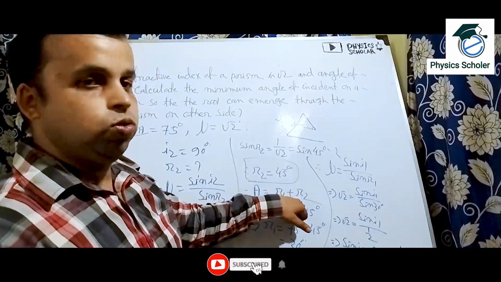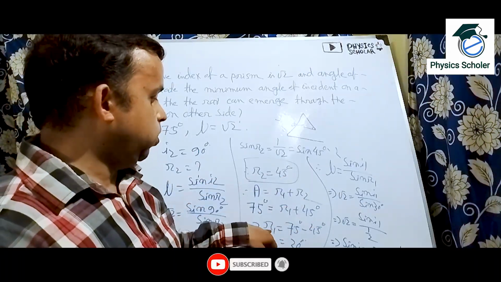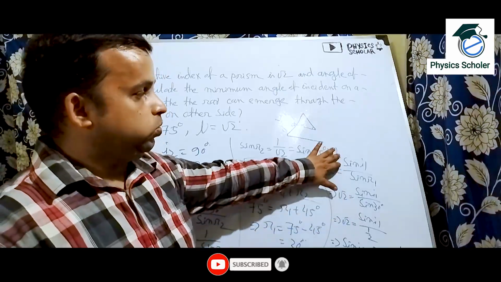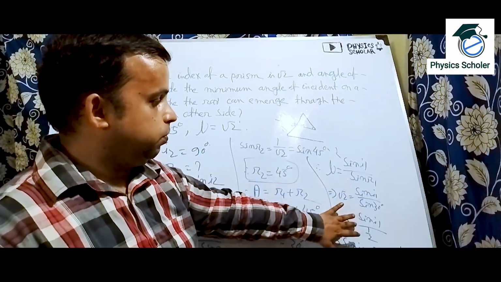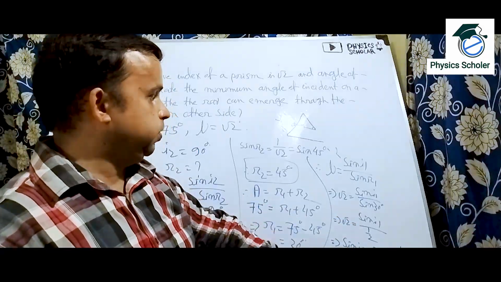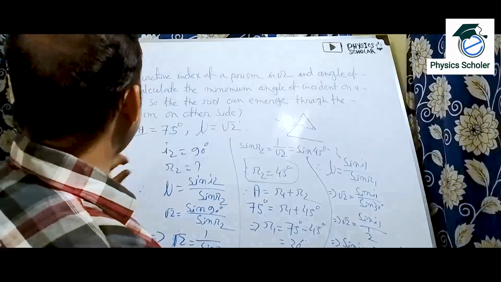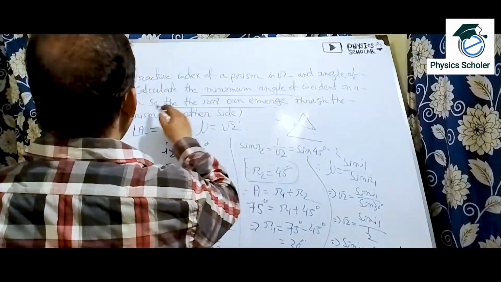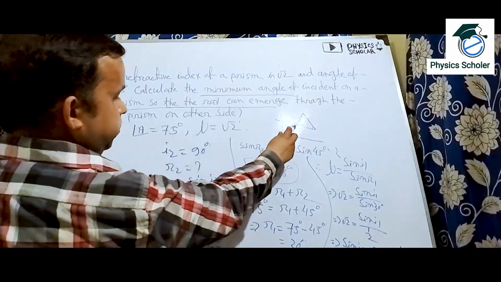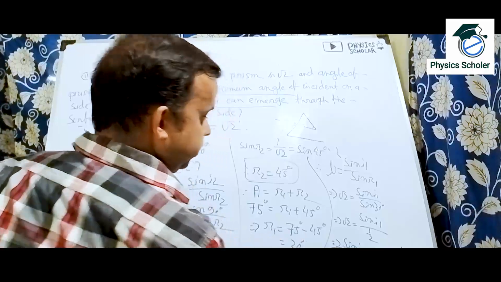Now A is equal to R1 plus R2. Now 75 degree, R1 is equal to 30 degree. So mu is equal to sin I1 by sin R1. So root 2 is equal to, we are getting the value of I1 as 45 degree. So that is what we have to find out: the minimum angle of incidence on one side of the prism. I1 is coming 45 degree.